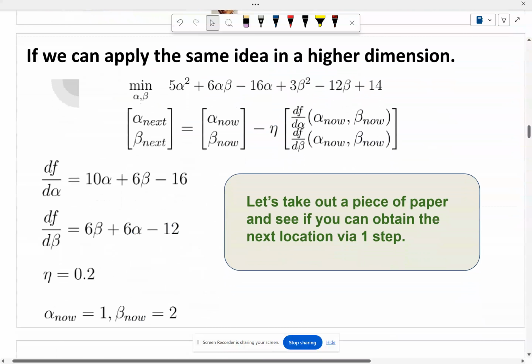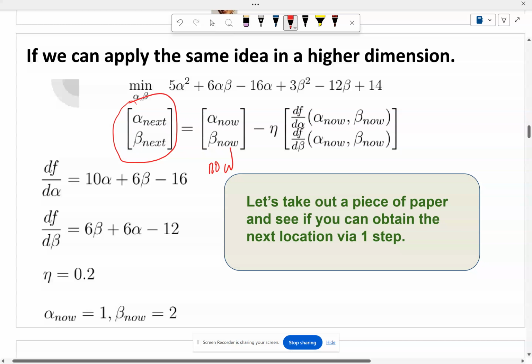Okay, now that was one dimension. So you can imagine if we have 2 dimensions or even higher. Over here we have 2 dimensions. So this is the function where alpha and beta are the variables. So if I take alpha now, beta now as the current location, and then we take the derivative with respect to alpha, derivative with respect to beta, then this will give us the vector of the next location.